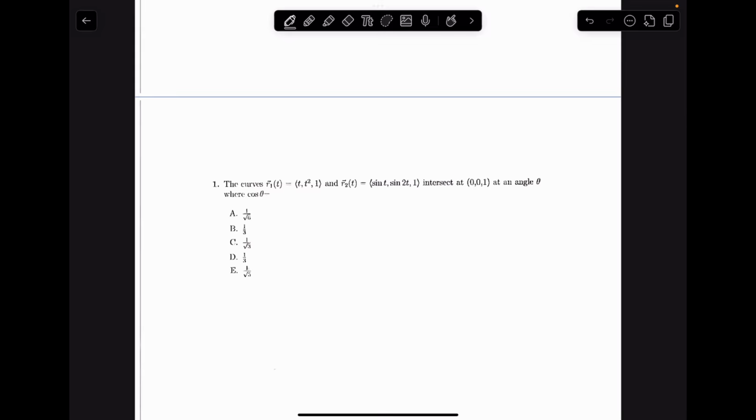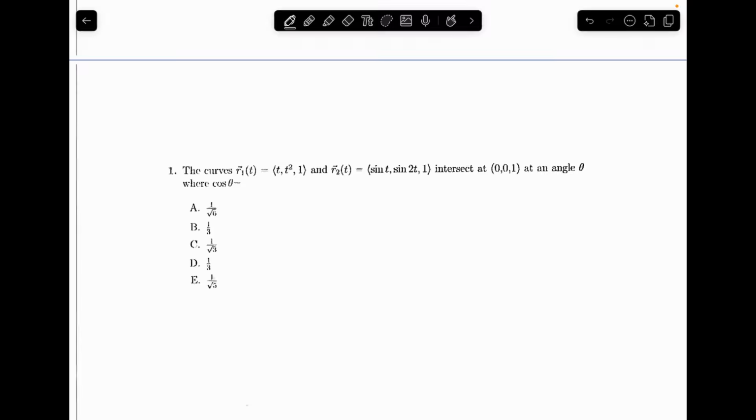Question 1: the curves r1(t) = <t, t squared, 1> and r2(t) = <sin t, sin 2t, 1> intersect at (0, 0, 1) at an angle theta, where cosine theta equals what?